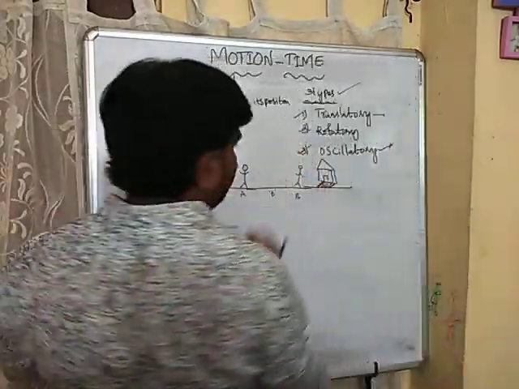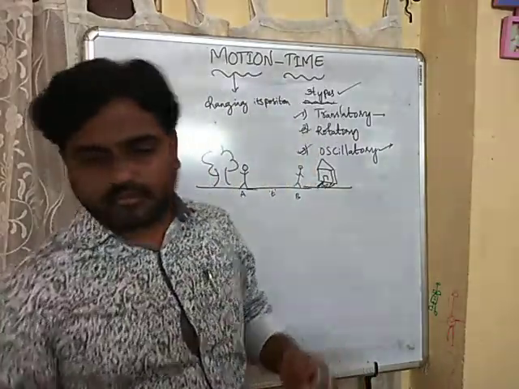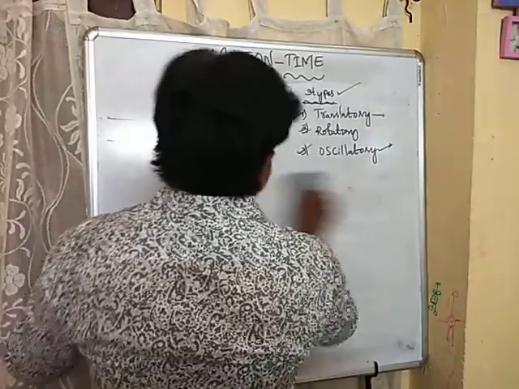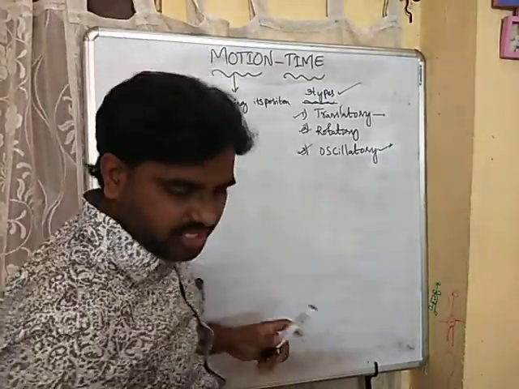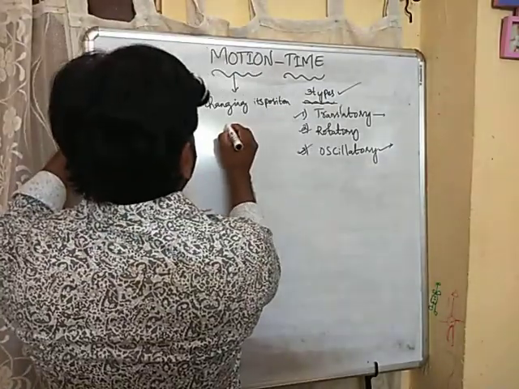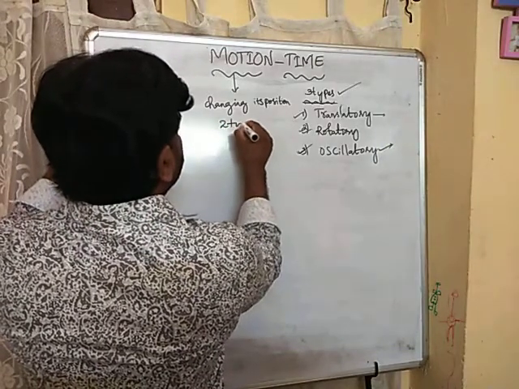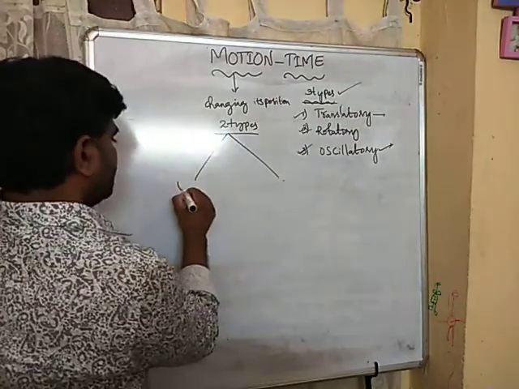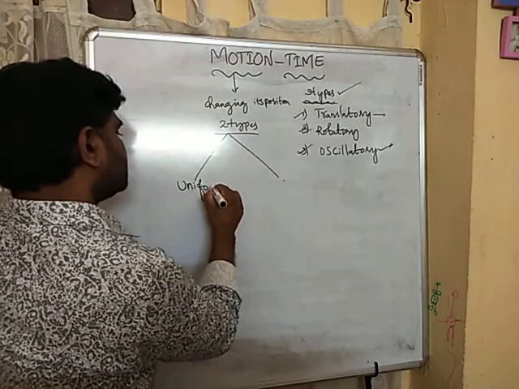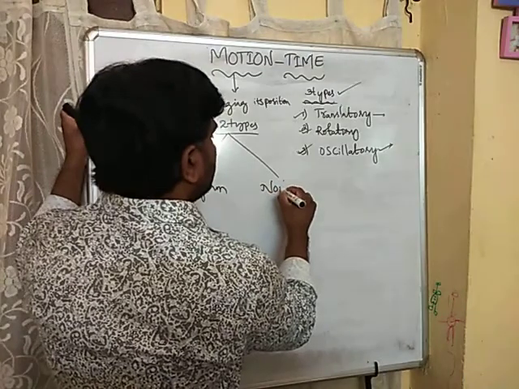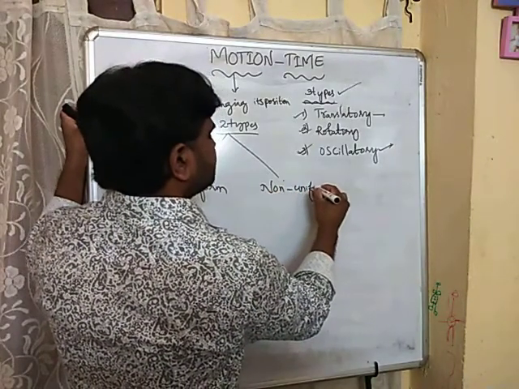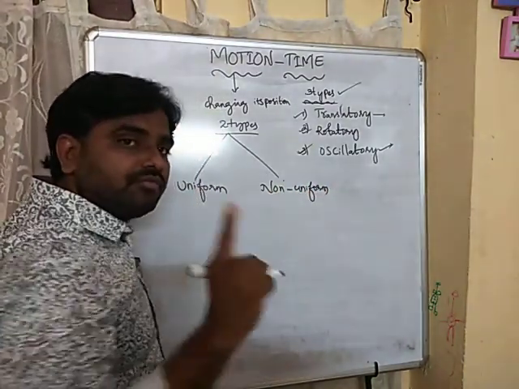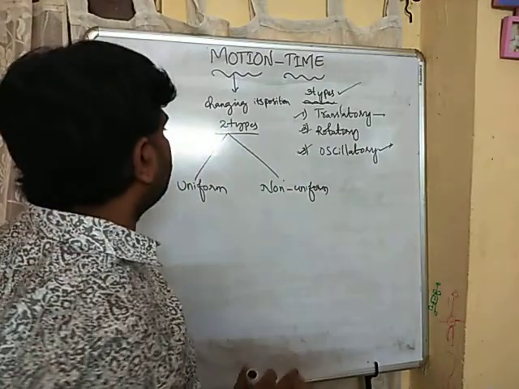That is mainly, there are two types. This classification again undergoes two types. They are, the first one is uniform motion and non-uniform motion. What is that? Uniform motion and non-uniform motion.